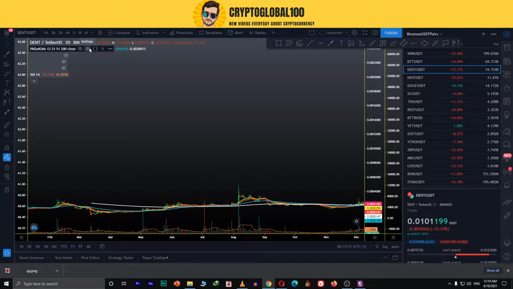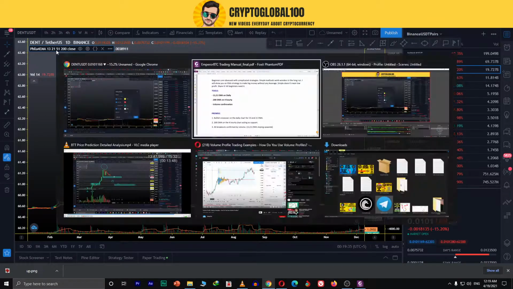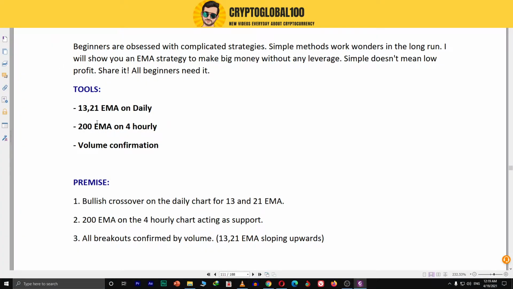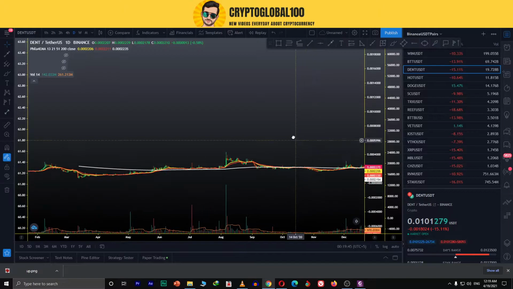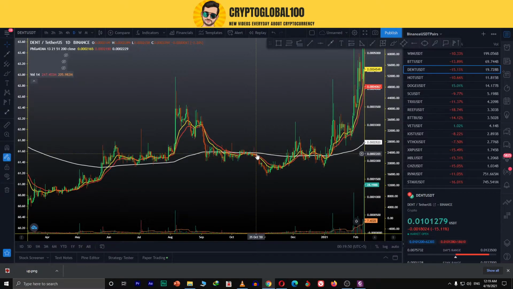I'm gonna just skip this 50 EMA, this medium EMA. So we have only got the 13, 21 and 200 EMA. We have got the white line as the 200 EMA, the yellow line as the fast line, which is the 13 EMA, and the red one is the 21 EMA.